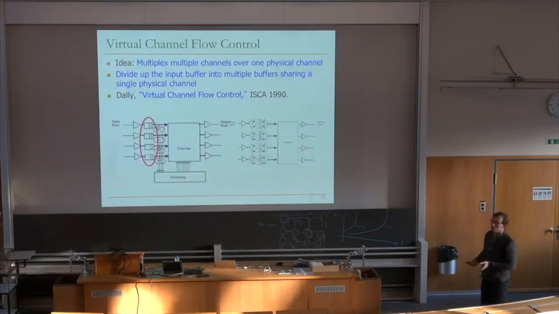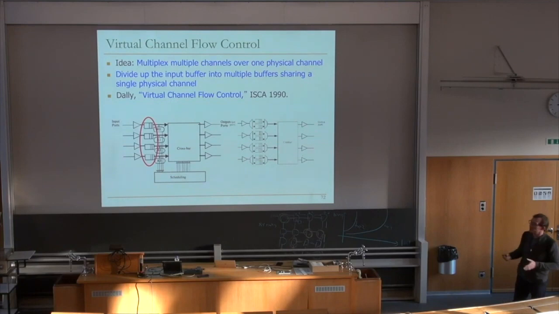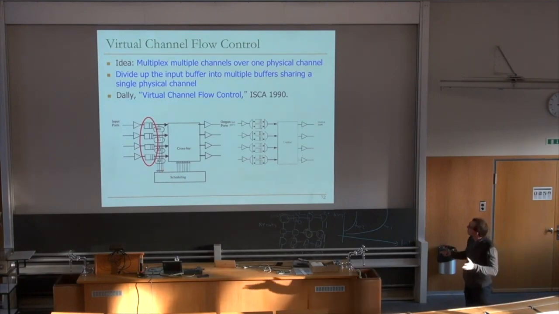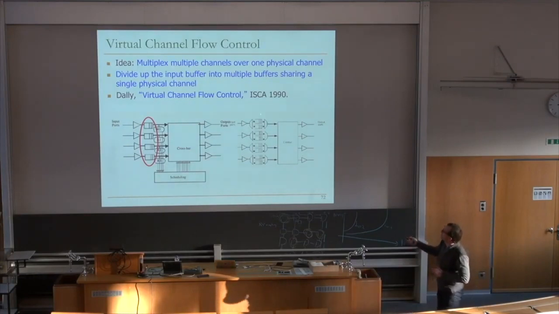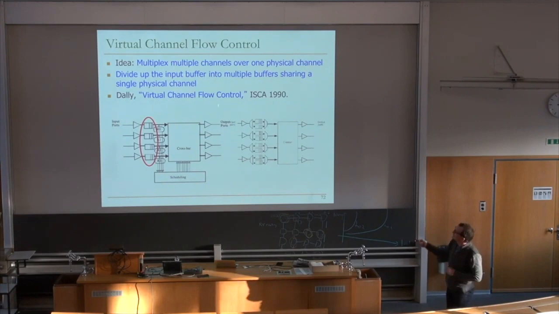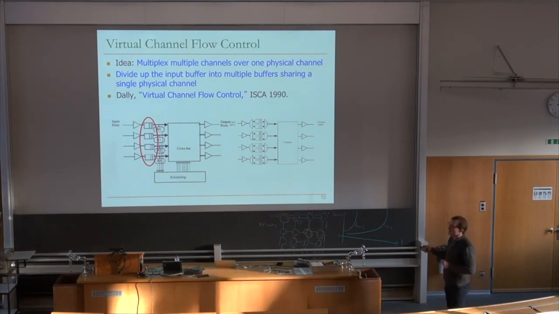So one solution to this is called virtual channel flow control. The idea is very simple. You don't have a single FIFO queue to look at, to arbitrate. You basically have multiple FIFO queues for each input port. This is your input port, as opposed to having a single FIFO queue, which is vulnerable to head of line blocking. You have multiple FIFO queues. Or you can think of it as multiplexing multiple channels over one physical channel. You divide up the input buffer into multiple simple buffers.